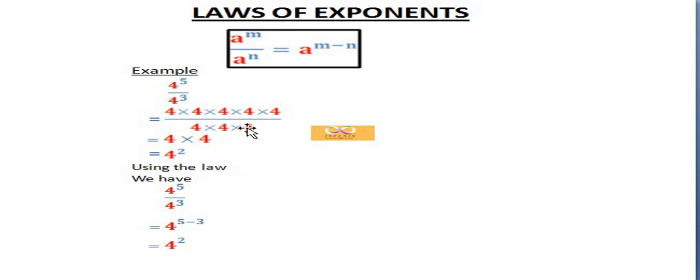So what I will get is this 3 will cancel with the top 3. So whatever remains I will write over here, that is 4 into 4. I can write this as, the base is the same, so it is multiplied by itself. So I will write the base here to the power 2, 4 to the power 2.